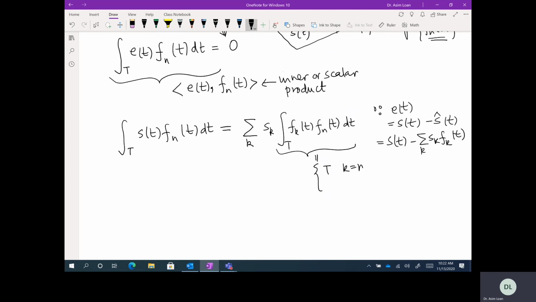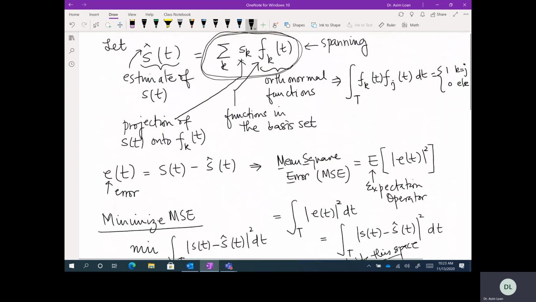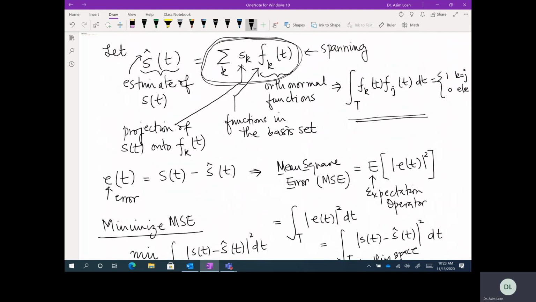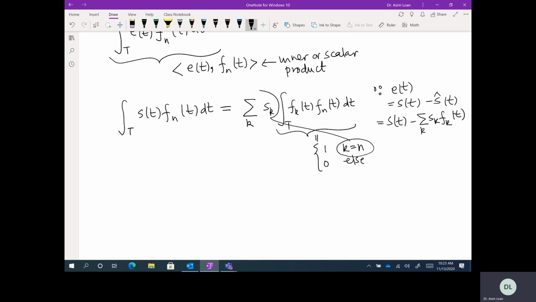So f k of t and f n of t, this is equal to 1 when k equals n, and it's 0 otherwise, because these are orthonormal functions. So since k is equal to n, only one of the terms is left, which implies only s n remains. And this implies s n is simply the integral of s of t times f n of t dt.